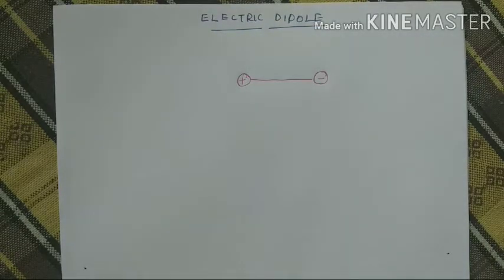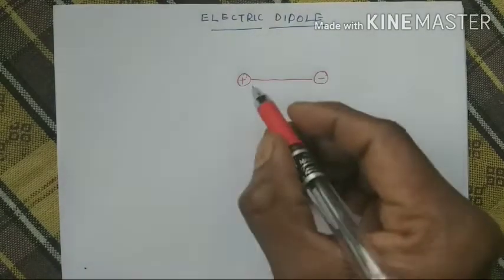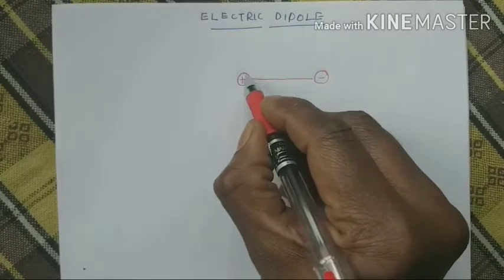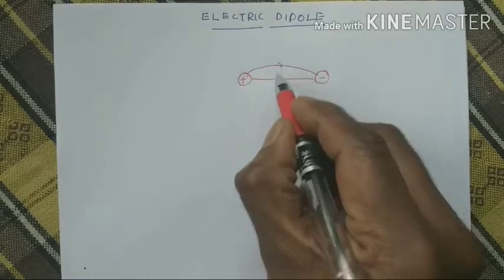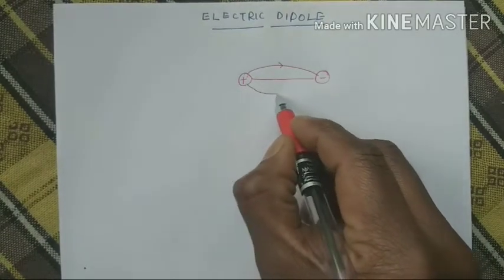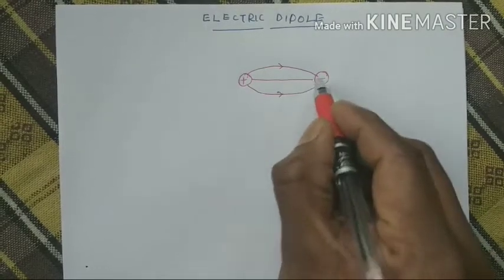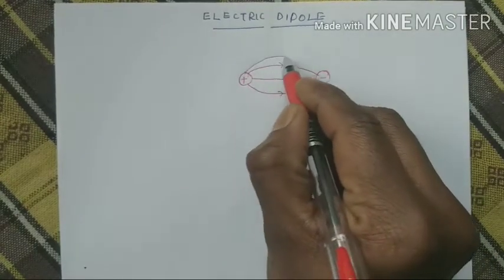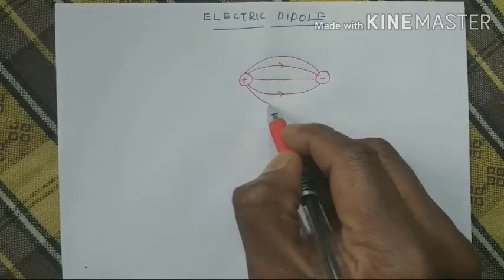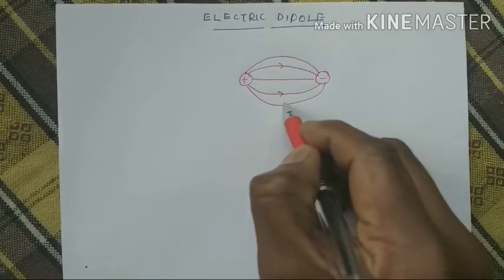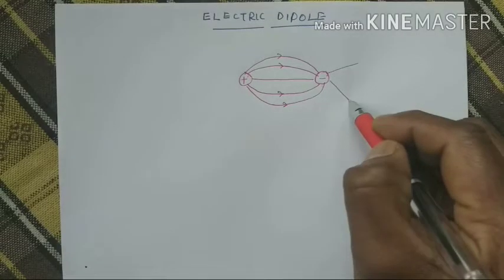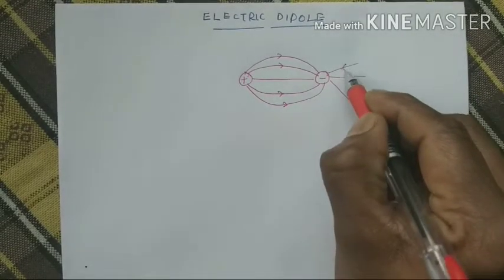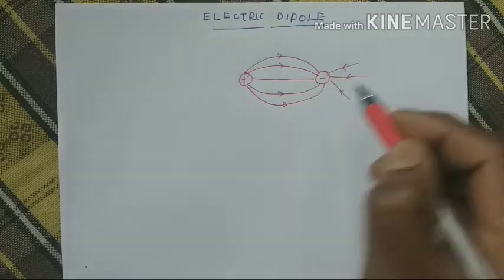Just like this, one positive charge is separated by a small distance from a negative charge, and these two charges are kept very close to each other. Now the electric field lines we can draw like this. Electric field lines will always start from the positive charge and end on the negative charge, and you can draw any number of electric field lines from the positive charge to the negative charge.